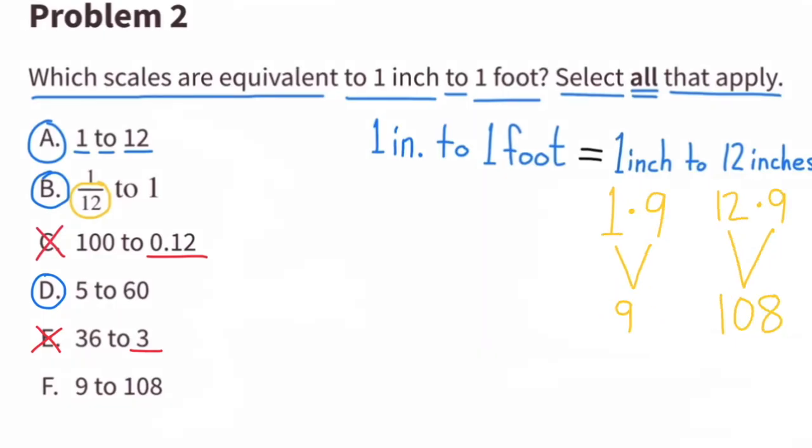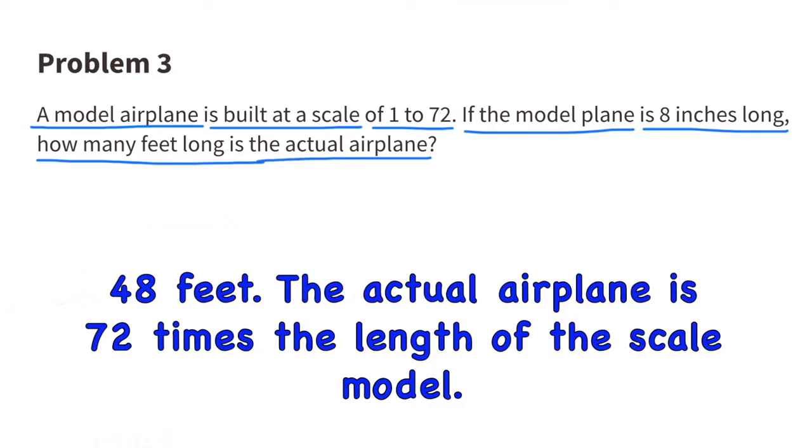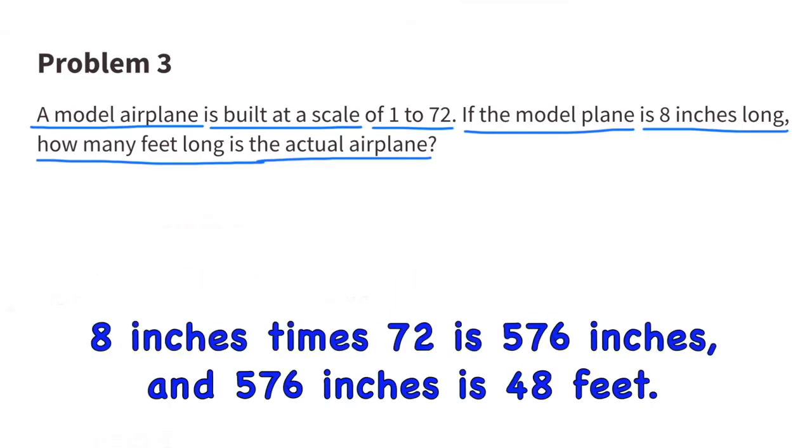1 times 9 is 9. And 12 times 9 is 108. So F, 9 to 108, is equivalent to 1 inch to 1 foot. Number 3. A model airplane is built at a scale of 1 to 72. If the model plane is 8 inches long, how many feet long is the actual airplane? 48 feet long. The actual airplane is 72 times the length of the scale model. 8 inches times 72 is 576 inches, and 576 inches is 48 feet.